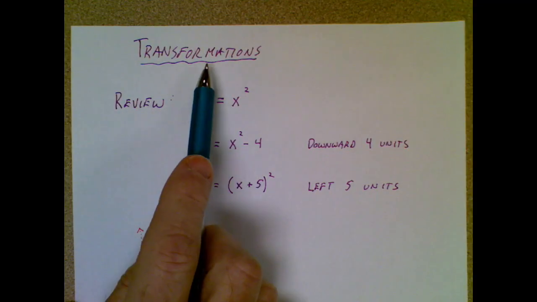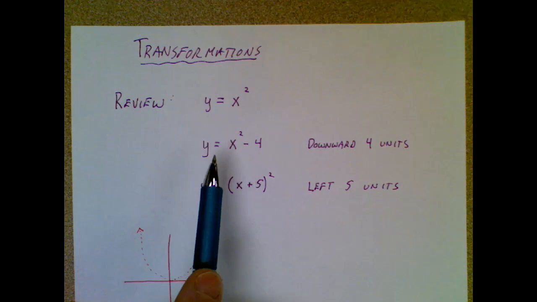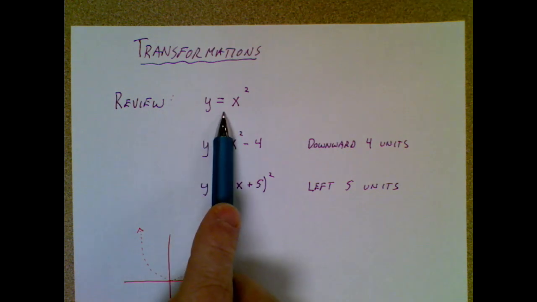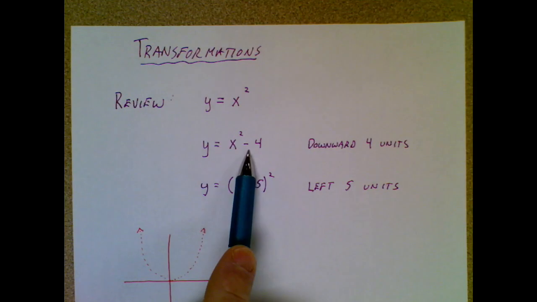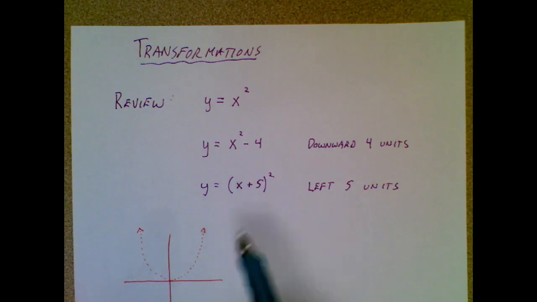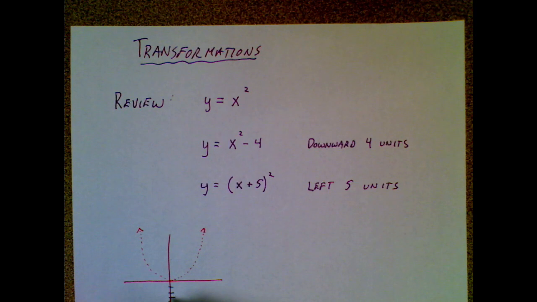Earlier in the year, we learned this thing called transformations, which means you can take some function, in this case y equals x squared, the quadratic function, and you can subtract 4, which would translate it down 4 units. So your new graph would look like this.